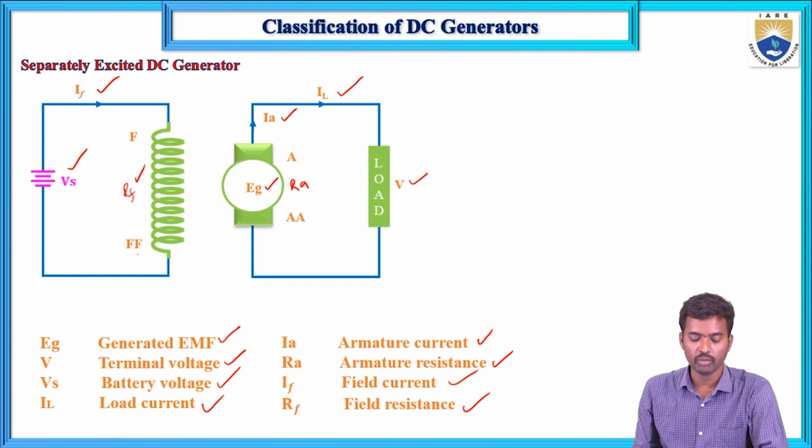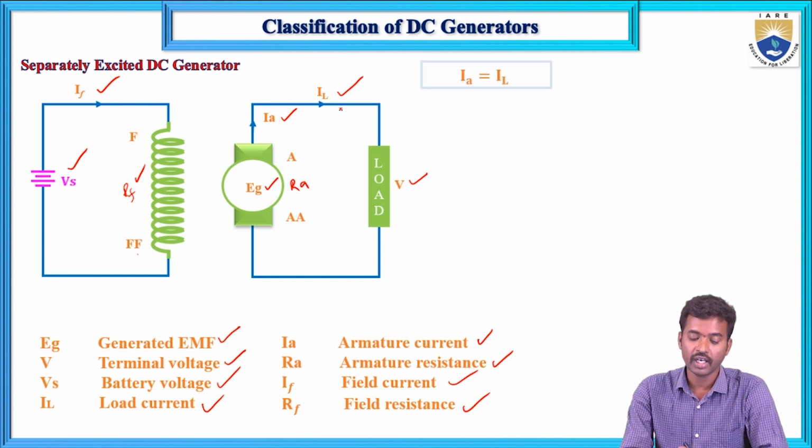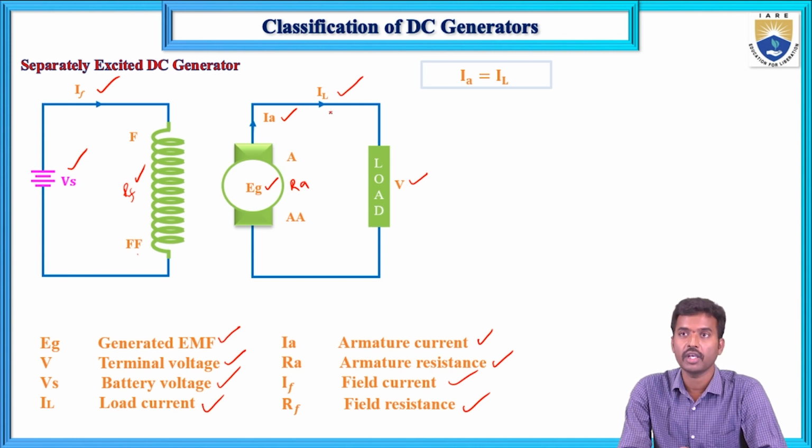Now, the formulas related to this separately excited DC generator: first, the armature current formula and the field winding current formula. IA equals IL, because the armature winding and the load are connected in series. In a series connection, the same current flows through each element.